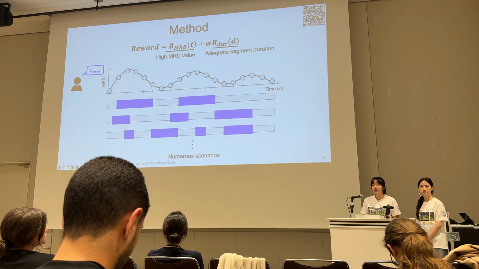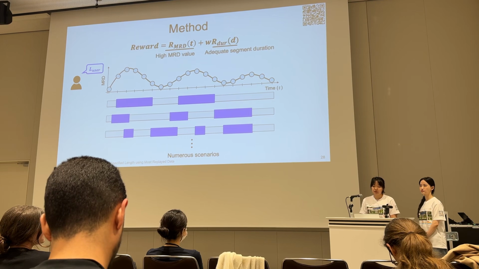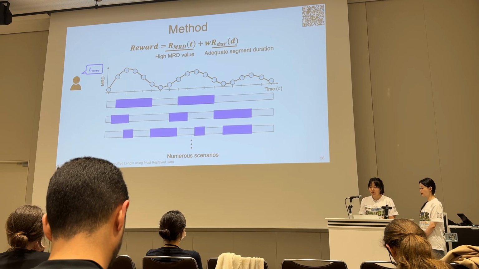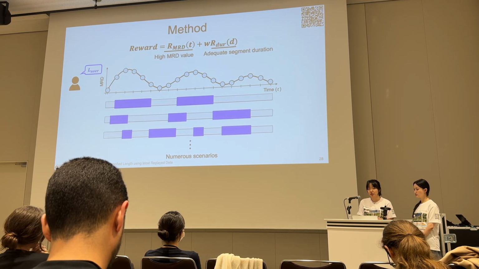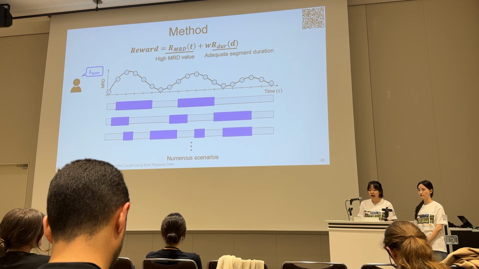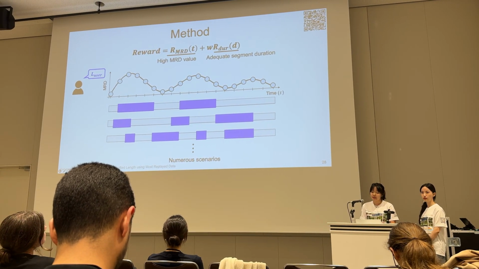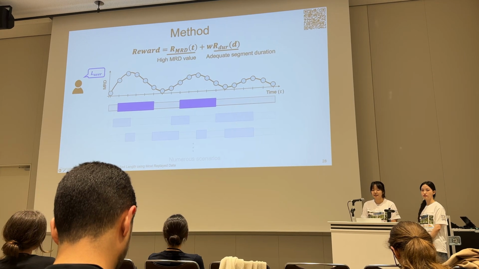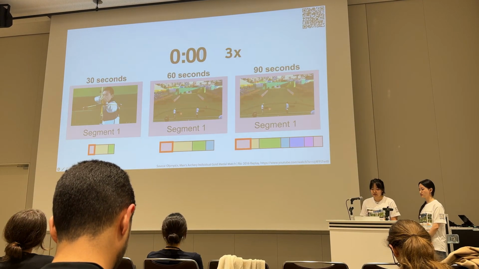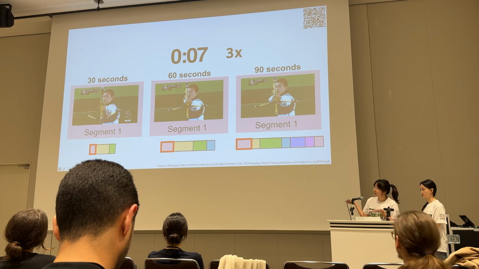Ultimately, there can be hundreds or even thousands of different segment combinations, varying in the number, composition, and duration of the segments. Segments with high MRD values and appropriate duration will yield a high total sum of reward, and our method employs dynamic programming to select the optimal highlights. Now let's see the results of their method.